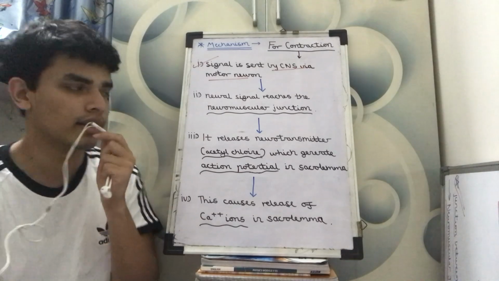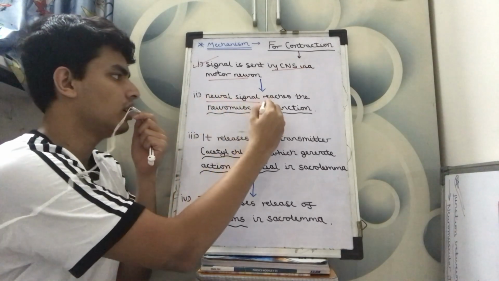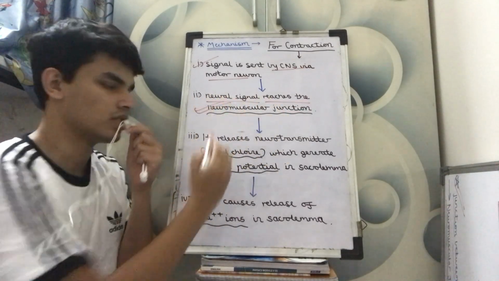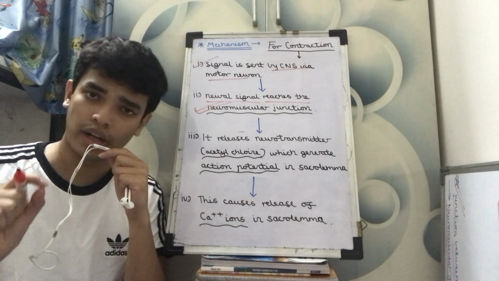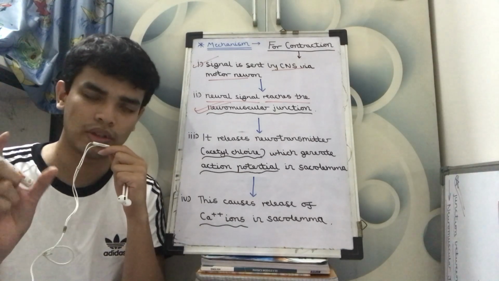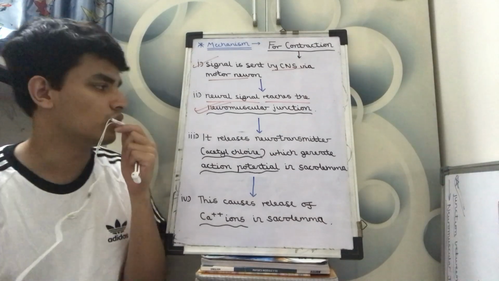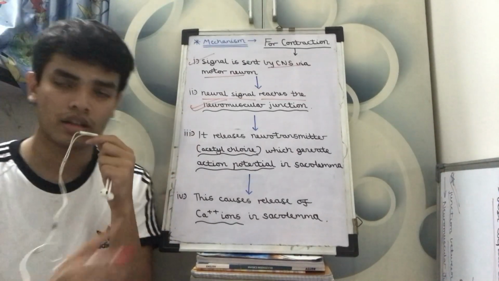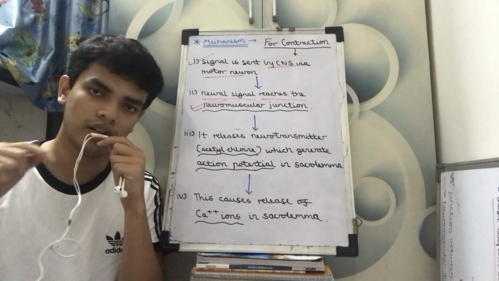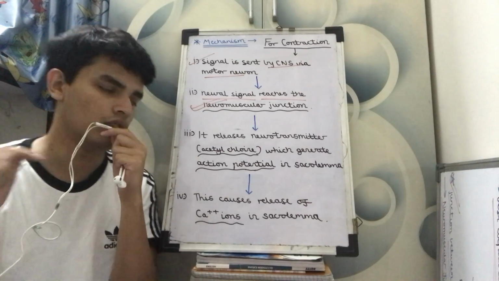Now where does it send the signal? The neural signal reaches the neuromuscular junction. As we read, the junction between motor neuron and sarcolemma is called the neuromuscular junction or motor end plate. So the signal goes there, and the signal reaches the neuromuscular junction.